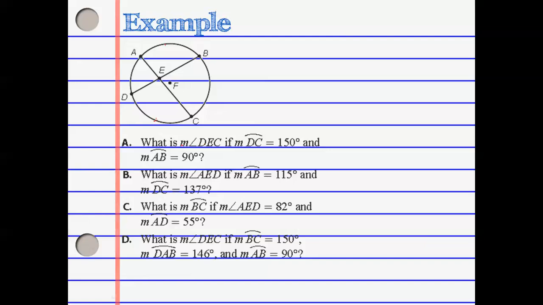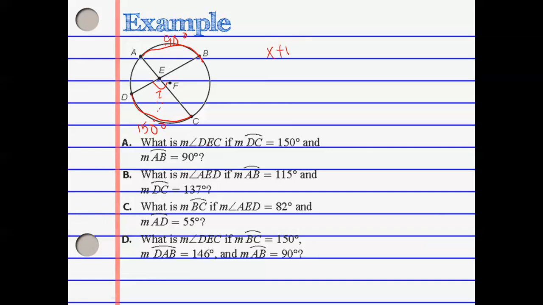Okay, so this says, what is the measure of angle DEC? So I want to know this angle right here, if the measure of arc DC is 150 degrees and the measure of arc AB is 90 degrees. Okay, so here we have all the information we need. If we want to know this angle, here's this arc and then the vertical angle's arc.